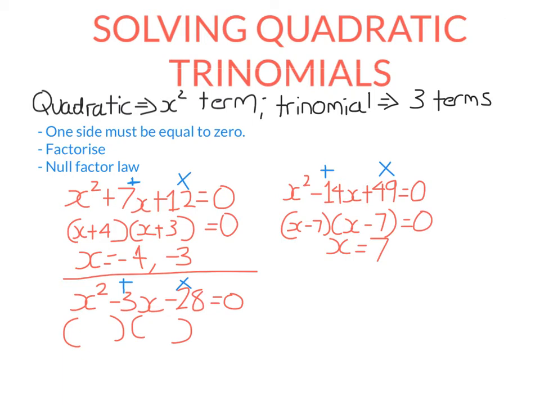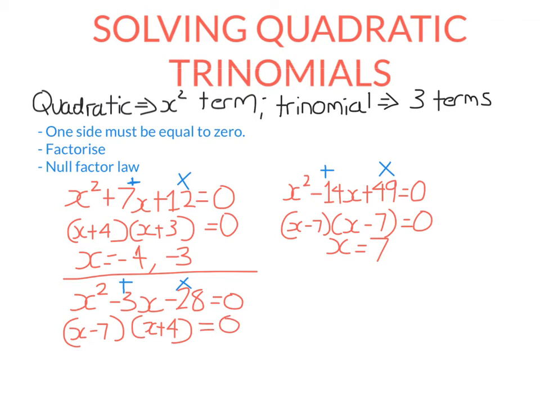What we have to do is make the 7 negative and the 4 positive. So the numbers are negative 7 and 4 because negative 7 times 4 is negative 28. Negative 7 plus 4 is negative 3. So now we just use the null factor law, same as we've been doing.